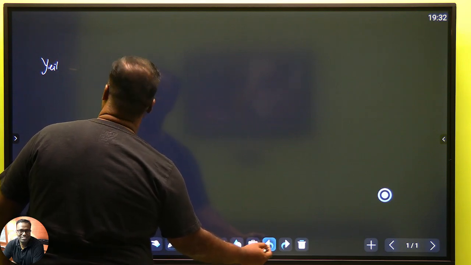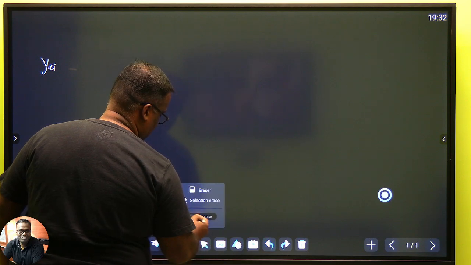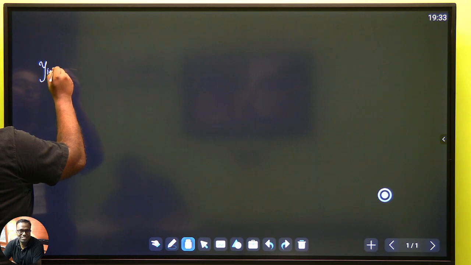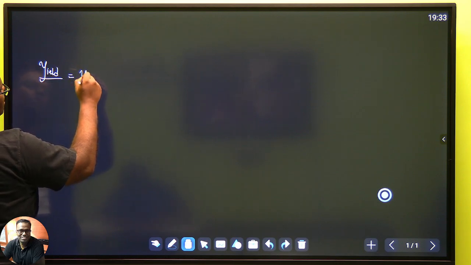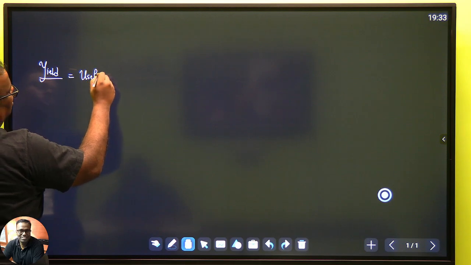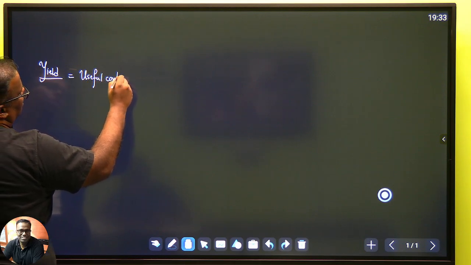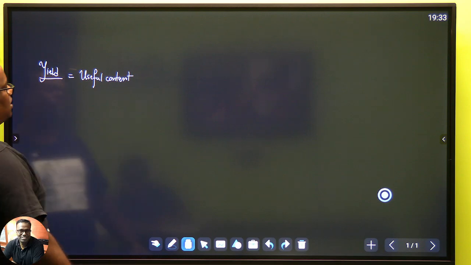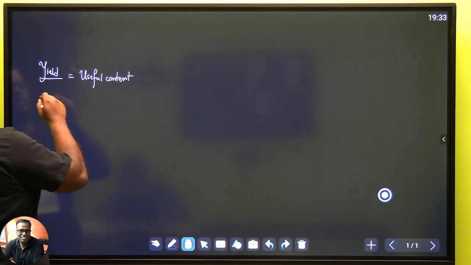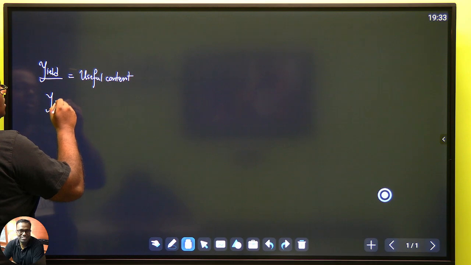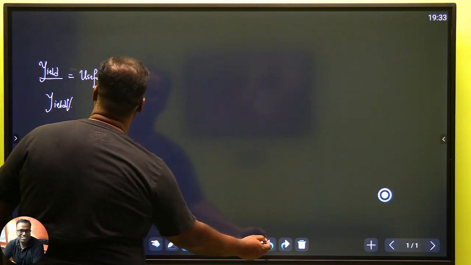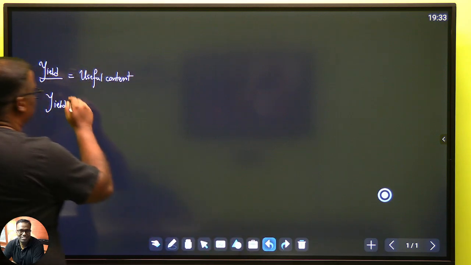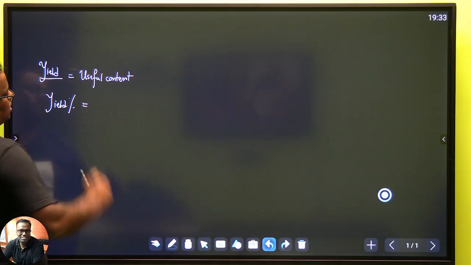Writing goes for a toss in this one. Yield. Yield means the useful content. Useful content, as simple as that. But in our question, the yield will be always given in percentage. Yield percentage. Yield will be given in terms of percentage to us. Yield percent. So what is the yield percent?